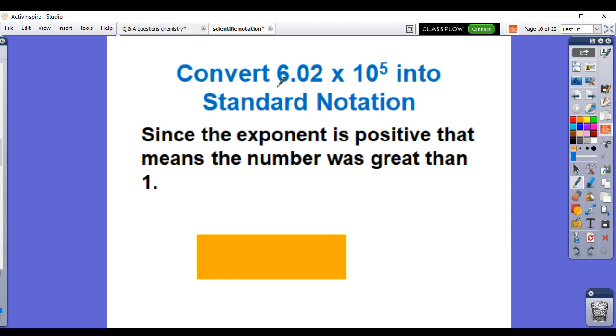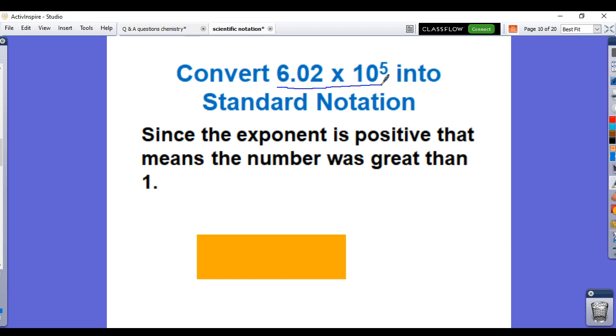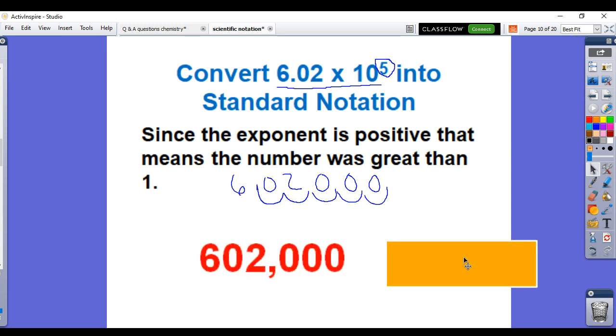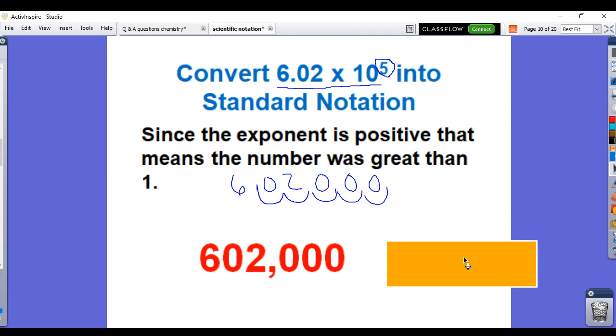So here we want to convert this to standard notation. Because the exponent is a positive exponent, that means our number is greater than 1. That means our decimal is going to move to the right. So if we have 6.02, we're going to move it 5 places to the right. 1, 2, 3, 4, 5. And we have to keep adding zeros to place our decimal. So our answer, so you can see it a little bit better, 602,000.